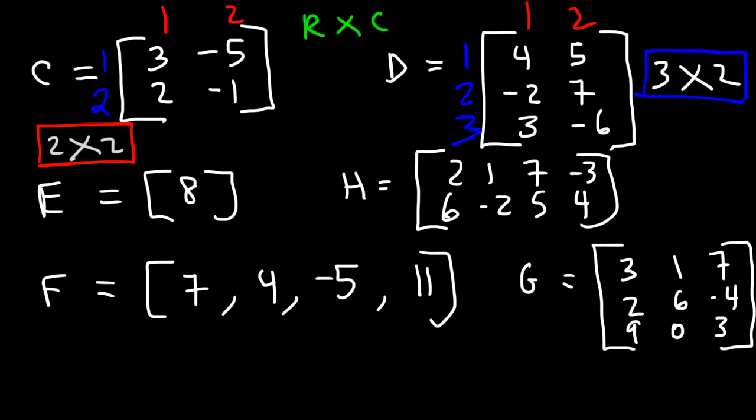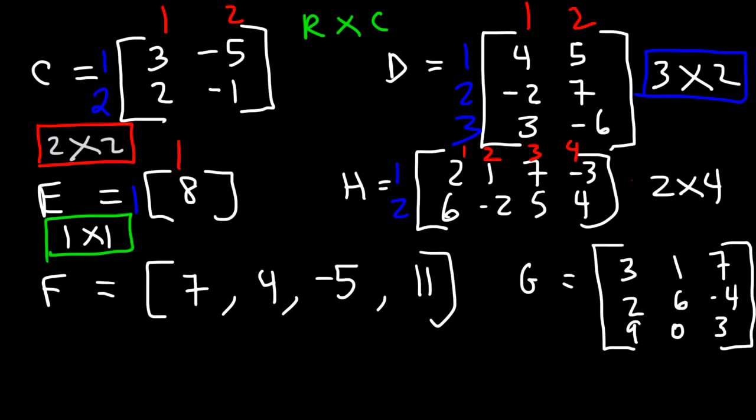Now for matrix E, it has 1 row and 1 column. Because it only has one number, it's a 1 by 1 matrix. Now for H, there are 2 rows and 4 columns. So this is a 2 by 4 matrix. And then for F, we have 1 row and 4 columns. So that's a 1 by 4 matrix.